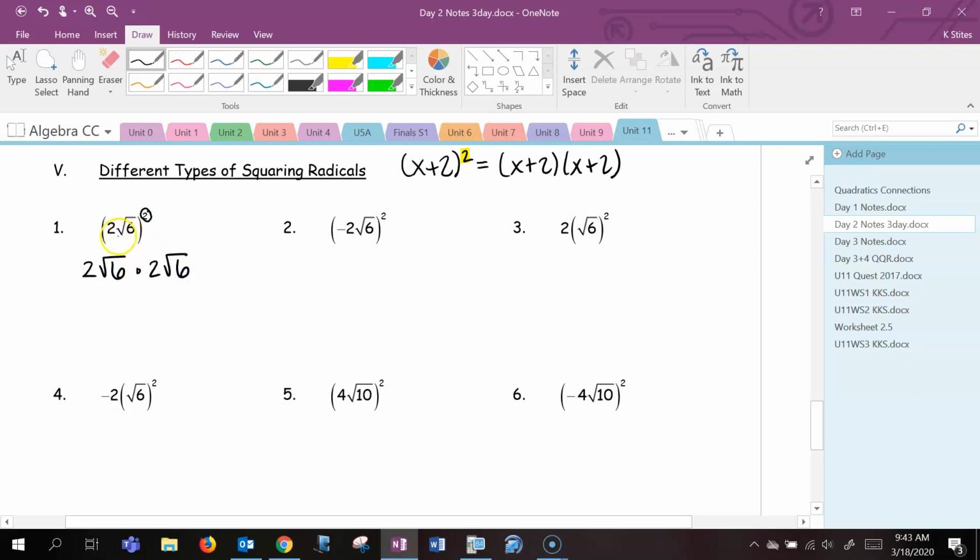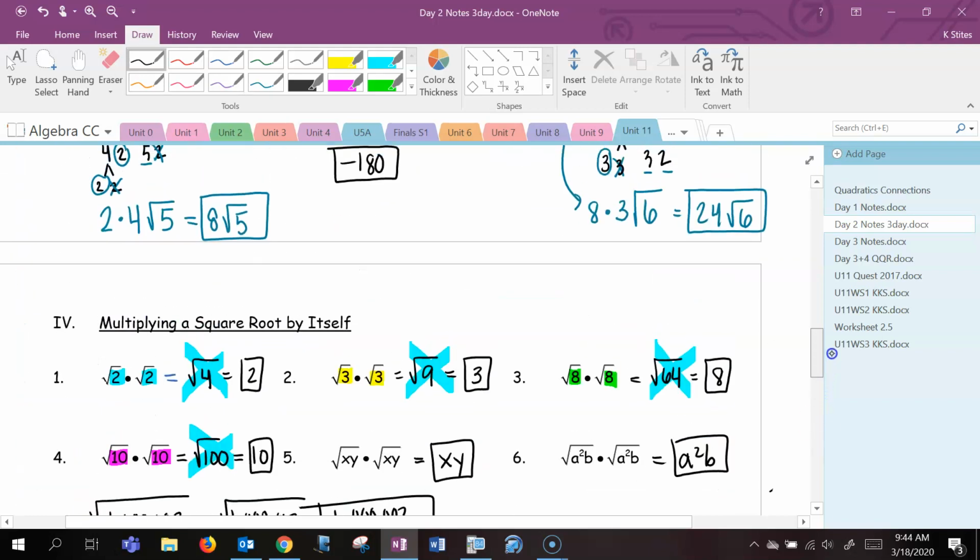Okay, notice the parentheses are on the whole thing, so I wrote the whole thing twice. And now we can use what we learned with multiplying to answer this. We're going to do the outside times the outside is 4. And you're going to do the inside times the inside is root 36. But again, root 36 is just 6. So 4 times 6 is 24.